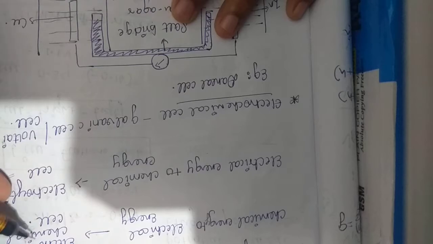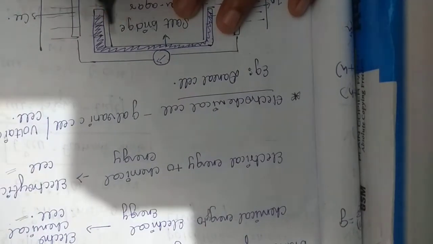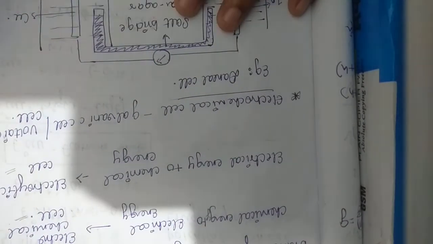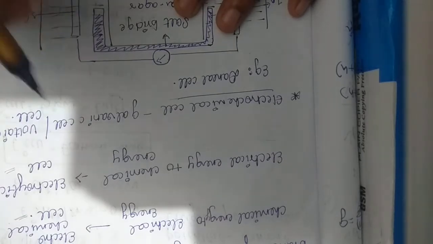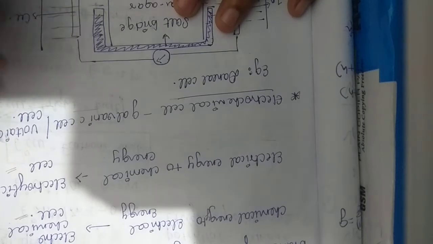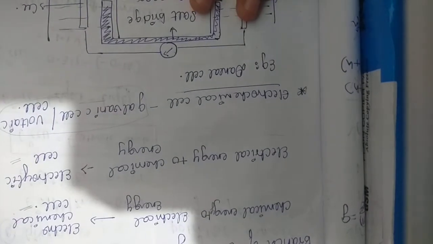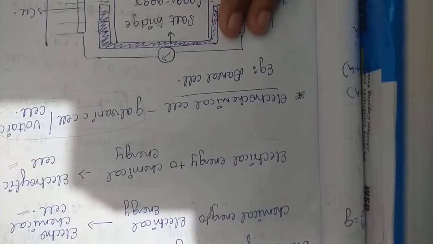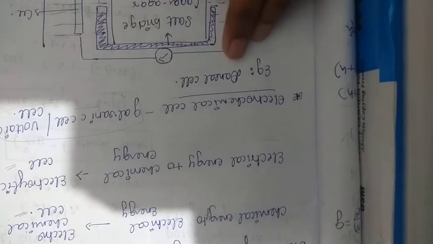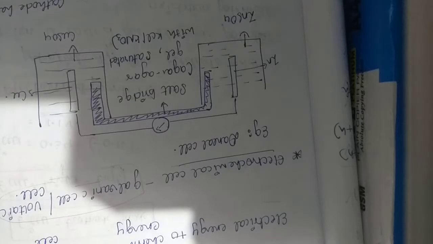So first let us learn about the electrochemical cell. Let's take an example of one type of electrochemical cell, that is the galvanic cell, which is also known as the voltaic cell. One example of a galvanic cell is the Daniell cell. So let us look at the figure, what the Daniell cell actually comprises.